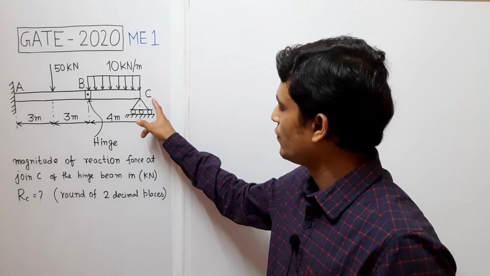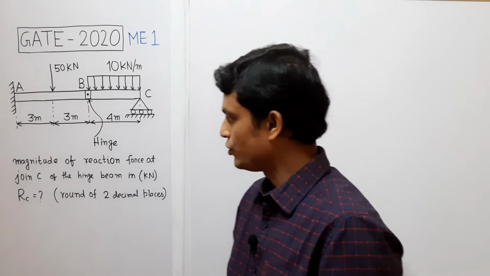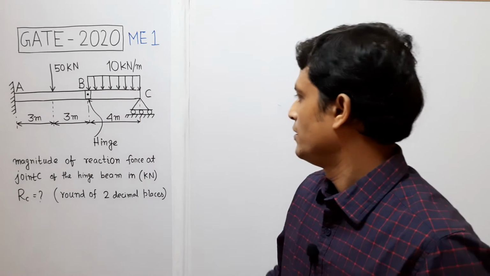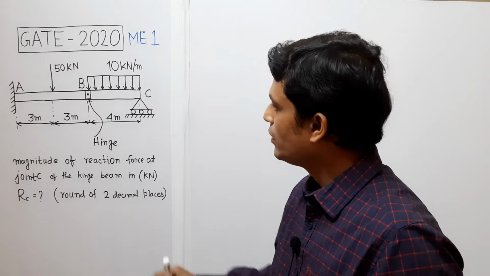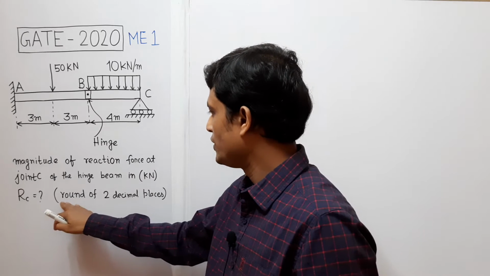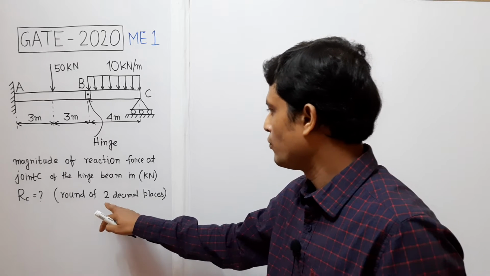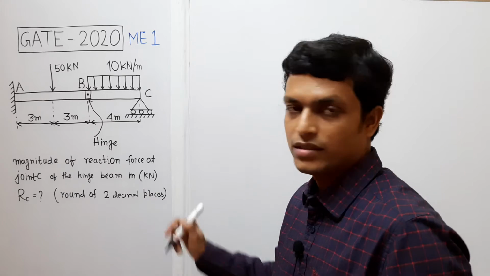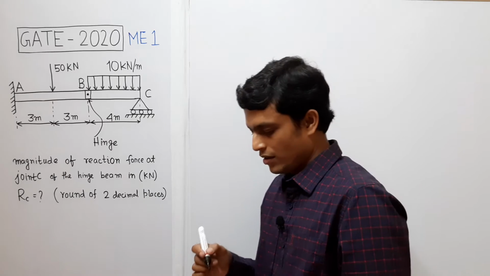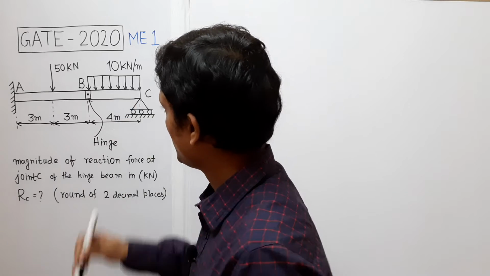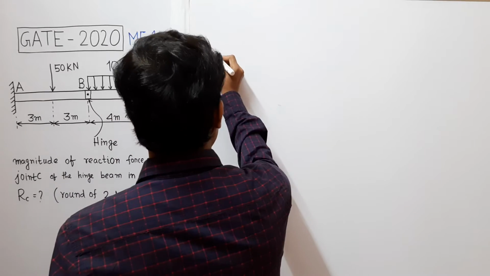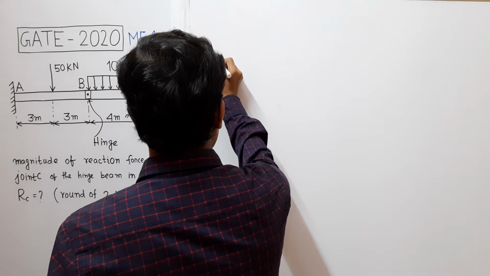So magnitude of reaction force at joint C, and that will be in kilonewton. So you have to determine it up to round off, and the value has to be rounded off to 2 decimal places. So let us draw the beam once again here, and let us check what is the difficulties associated with this.